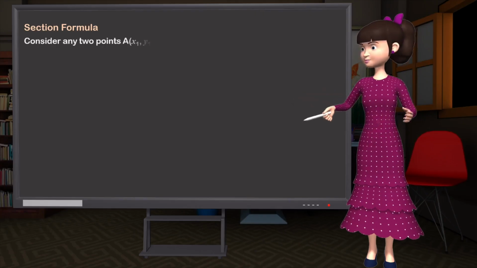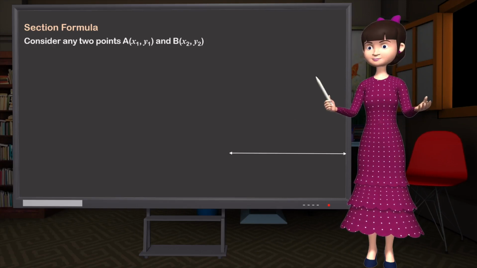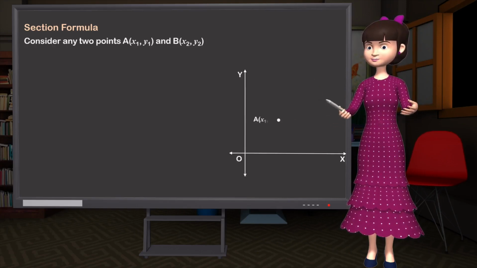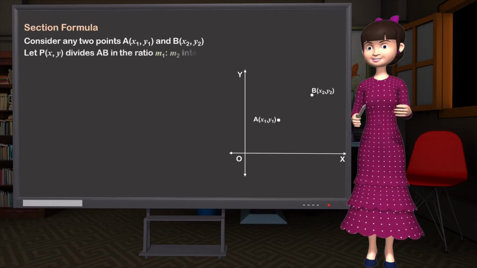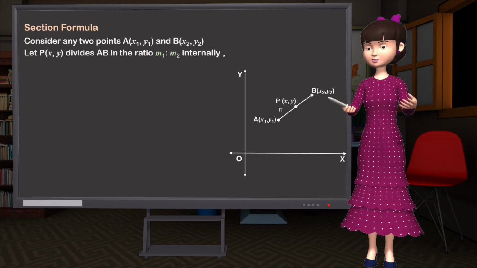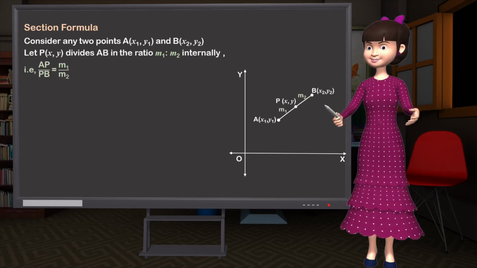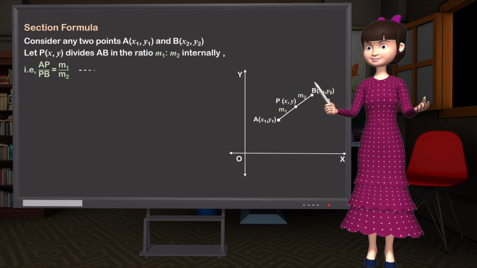Section formula. Consider any 2 points A that is x1, y1 and B that is x2, y2. Let P of x, y divide AB in the ratio m1:m2 internally. That is AP by PB is equal to m1 by m2. Consider this as equation 1.